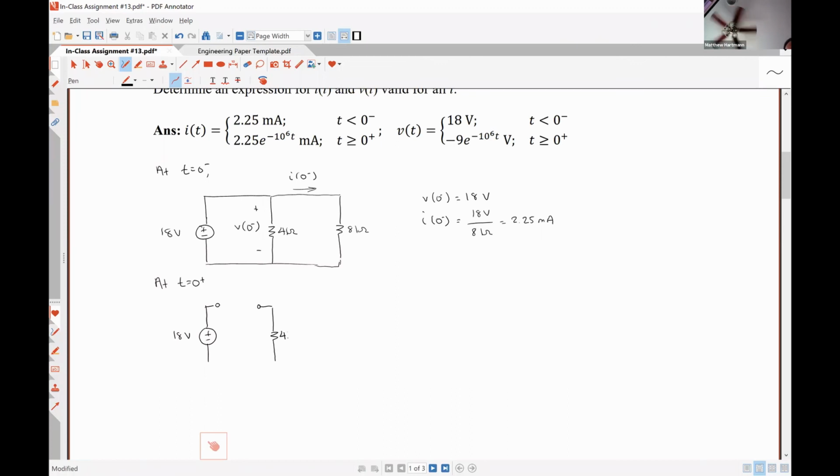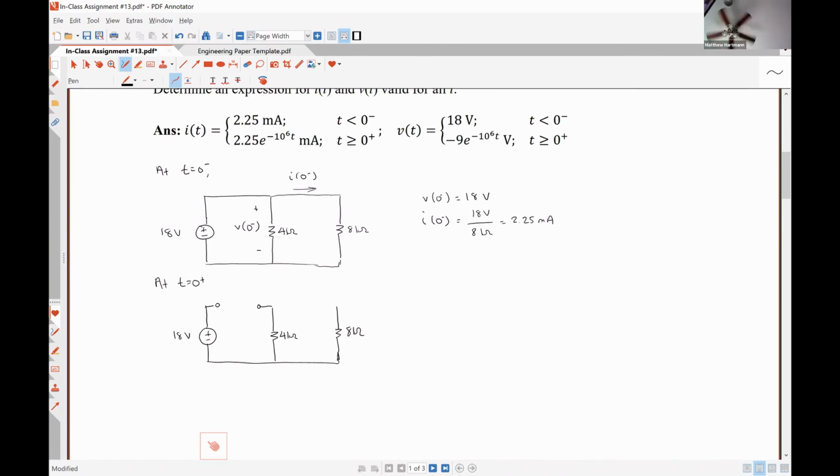Here's our 4 kilo ohm resistor, and here is our 8 kilo ohm resistor. For the inductor, we know at this specific instant in time that it is carrying a current of 2.25 milliamps, because the inductor current cannot change abruptly between t equals 0 minus and t equals 0 plus. In doing so, it would cause an infinite transfer of energy, which cannot happen; it literally violates the laws of physics.